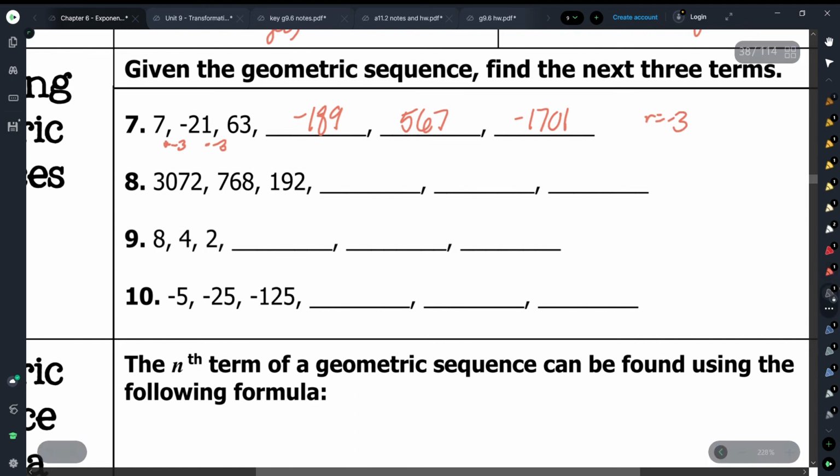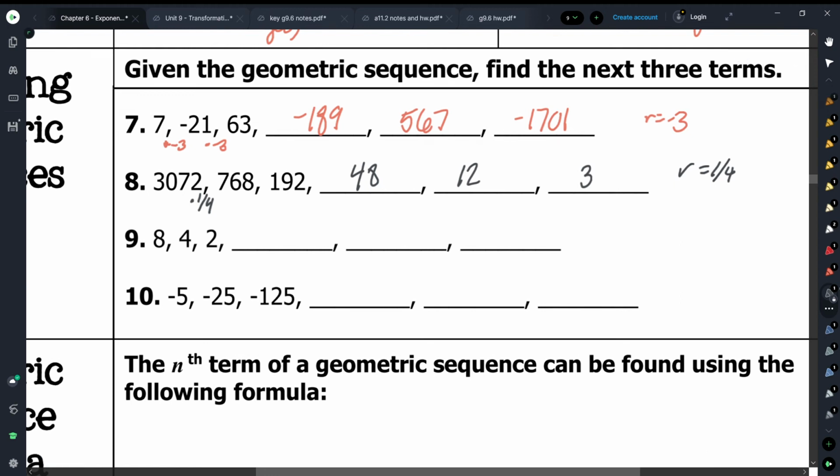Next terms. Okay. From 3072 to 768, I do 768 divided by 3072. I get 1/4, so that means we're multiplying by 1/4. So r is equal to 1/4 in this case. You have options. You can either multiply each term by 1/4, or just divide by 4. Starting at 192, multiplying by 1/4 or dividing by 4, I get 48. And then I get 12 and then 3.